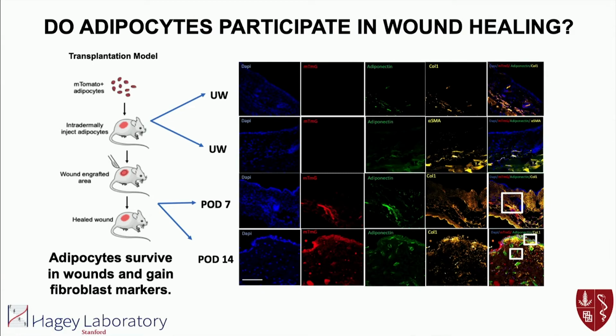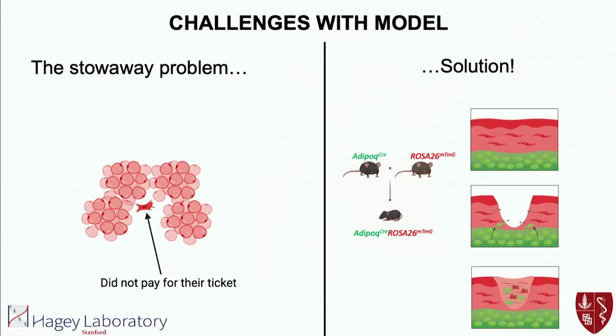And we also have adiponectin expression. Adiponectin is a mature adipocyte marker that co-expresses with this RFP. We expect that because we're injecting fat cells. But we also see COL1, which is a fibroblast marker, co-expressed with some of these cells. And so what we think we're seeing here is adipocytes are surviving in the wounds, and some of them are transitioning to fibroblasts. Now, there are some challenges with this model.